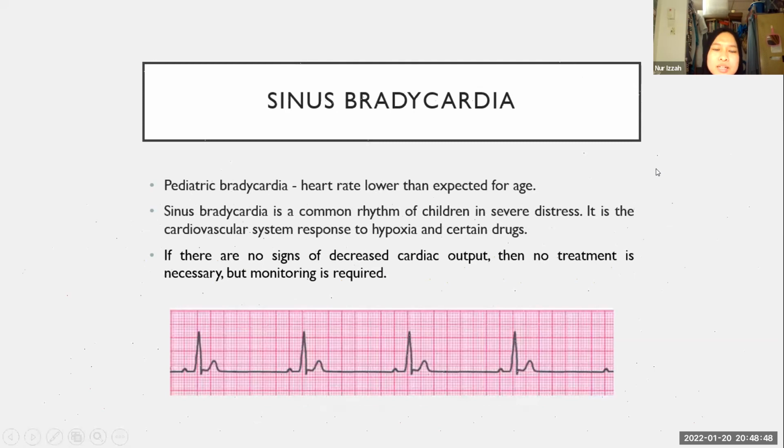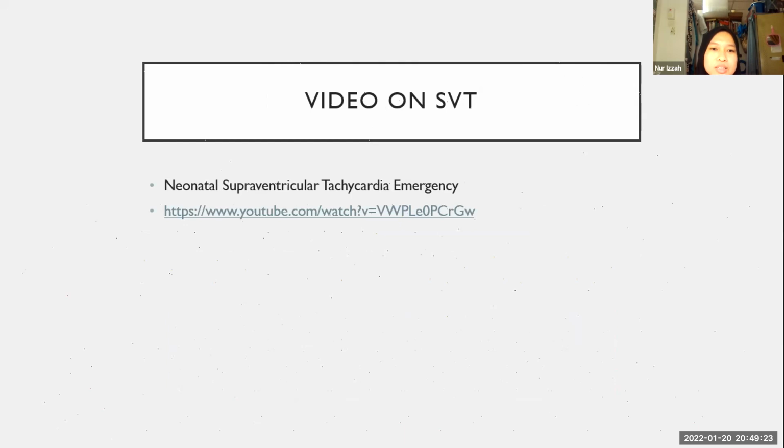Next, sinus bradycardia. It means a heart rate lower than expected for age and is common in children with severe distress. It is the cardiovascular system response to hypoxia and certain drugs. If the patient does not have any sign of decreased cardiac output, for example increased capillary refill time, cold peripheries or clammy skin, there is no need for treatment. If yes, we might give support, for example oxygen support or drugs. Okay, next, we will see the neonatal supraventricular tachycardia emergency.